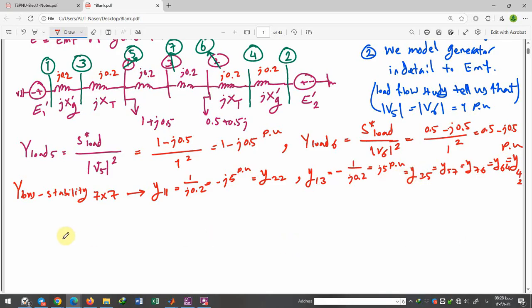After that, we have to calculate Y33. Two elements of j0.2 per unit are connected to bus number 3, and so it is 2 times of j0.2 inverse, which is minus j10. This is equal to Y77 and equal to Y44.